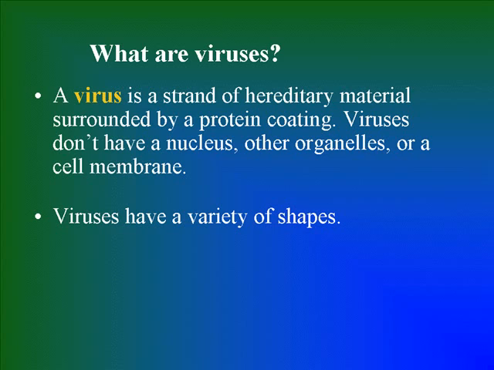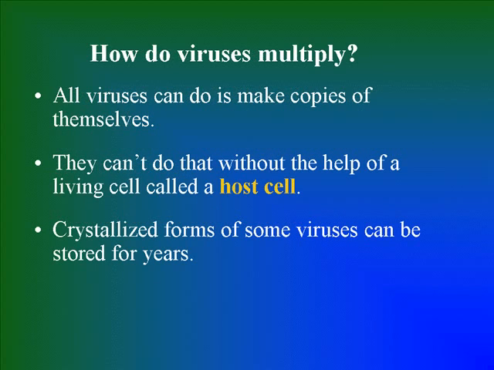Because a virus is simply a strand of DNA surrounded by a protein coating. They don't have a nucleus, they don't have any organelles, they don't even have a cell membrane. They do have a variety of shapes, because all they are is that protein coating and some DNA. Now, viruses can make copies of themselves. That's why we all get sick. But they can't do that without using a cell, which we call the host cell. So basically they invade the cell and use it to make copies of themselves.